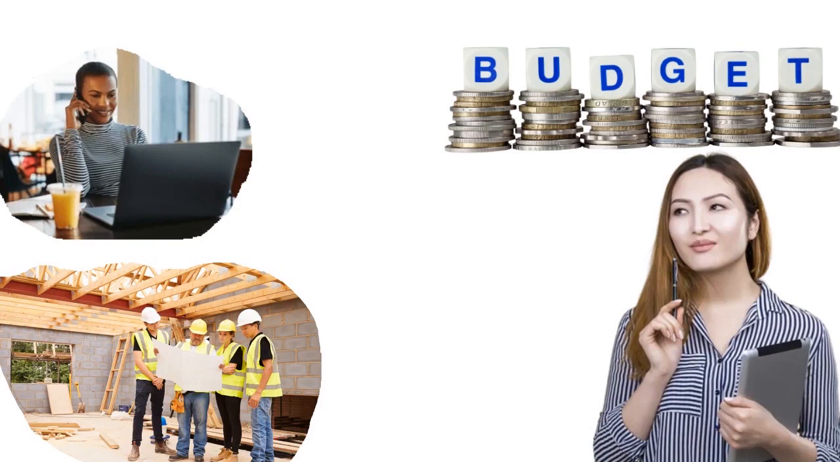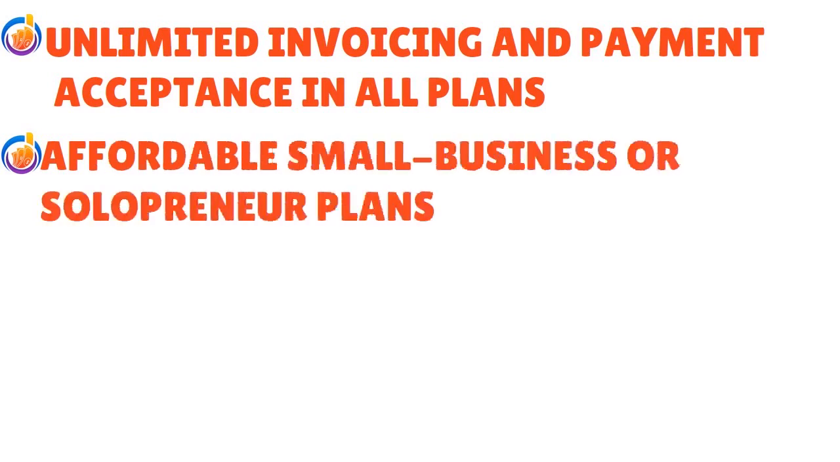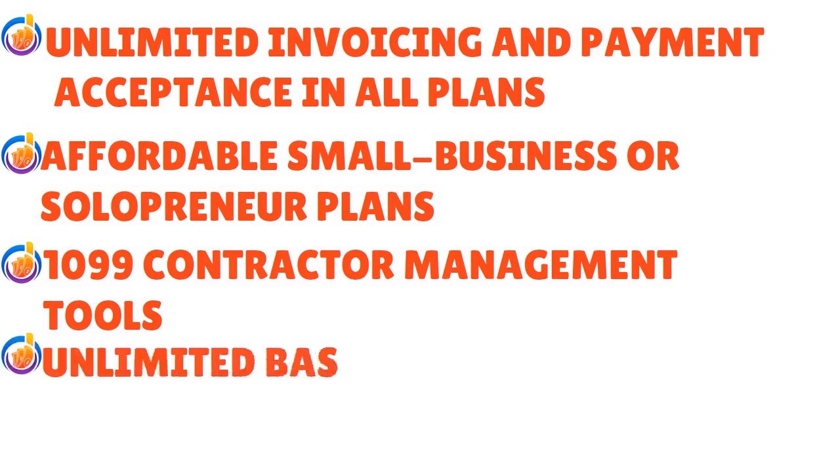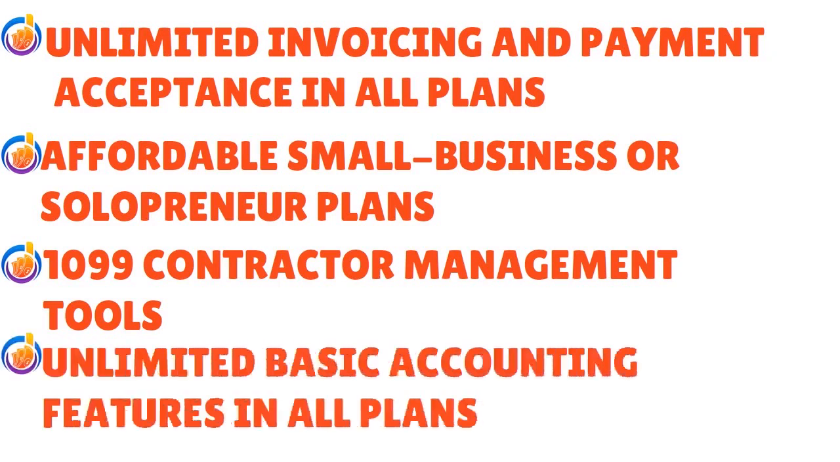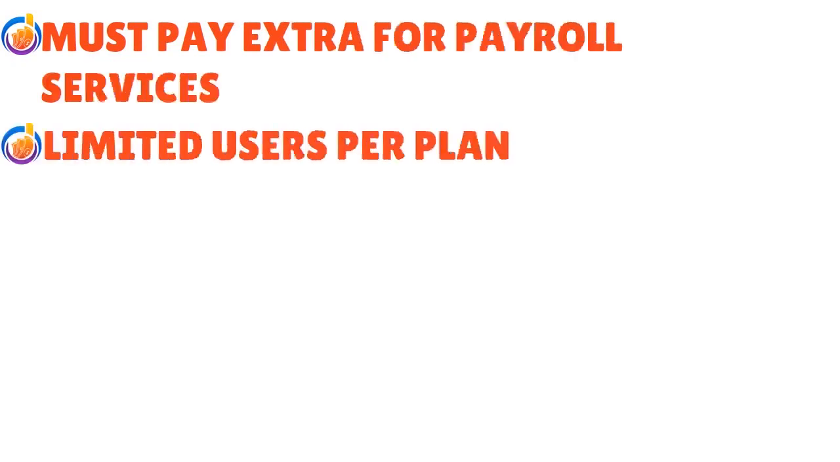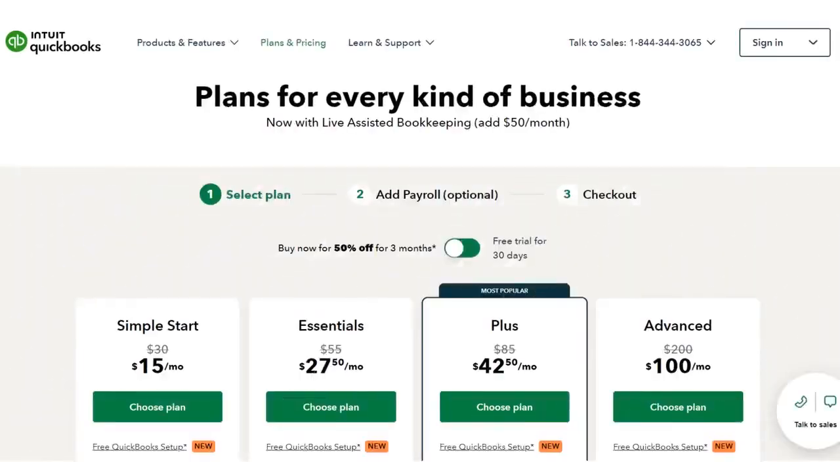Okay, so here are the pros and cons. Pros, you have unlimited invoicing and payment acceptance in all plans. Affordable small business or solopreneur plans. You have 1099 contractor management tools, and you have unlimited basic accounting features in all plans. What about the cons? You must pay extra for payroll services. You have limited users per plan. You have no real estate specific accounting features. And here is the pricing for QuickBooks as of the date of this show.